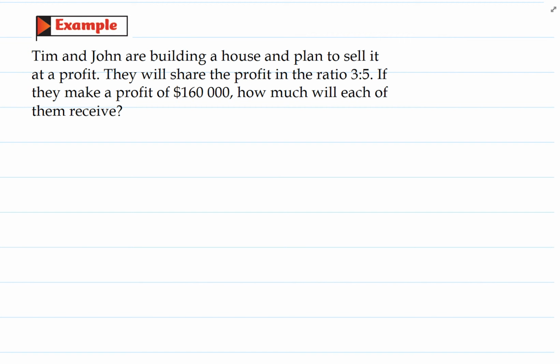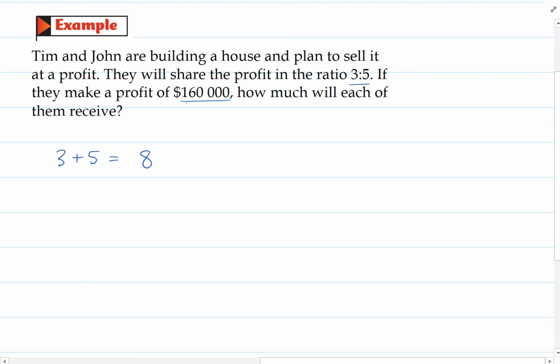So Tim and John are building a house and plan to sell it at a profit. They will share the profit in the ratio 3 to 5. If they make a profit of $160,000, how much will each of them receive? So once again, we add 3 and 5 together to work out how many parts in total. So there's 8 parts in total.